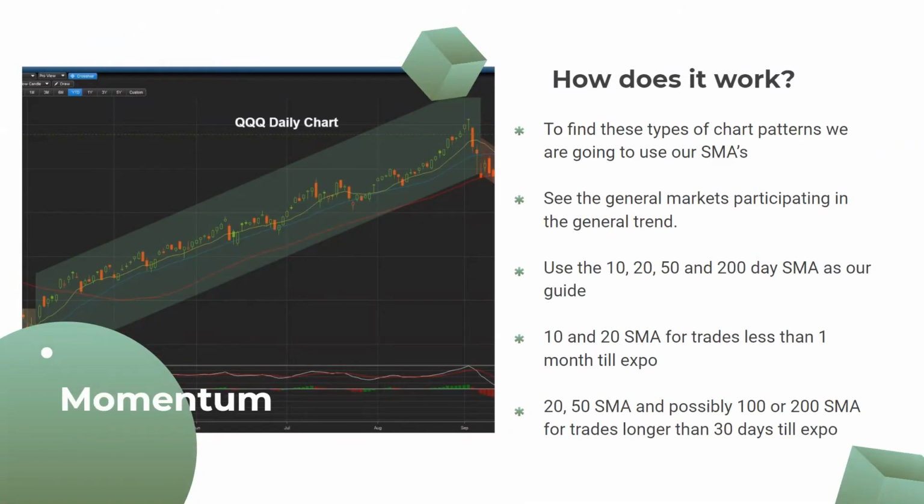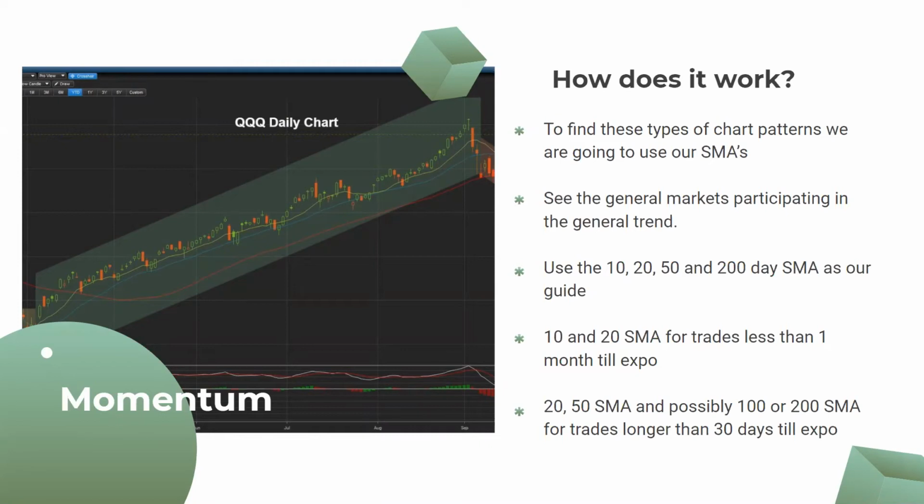The momentum. To find these types of chart patterns, we're going to be using our simple moving averages, and you guys know that. I want to make sure that the general market is participating in the general trend. That's why if I'm looking at Facebook, I want to look at the QQQ. Do the QQQ look strong? If they don't look strong, I don't want to make that Facebook trade. That's what's really important about momentum. Momentum means that everything's going in your favor and looking good. That's really important, team. So as long as the whole general market is participating in that trend higher, what we're looking for next is utilizing those SMAs, those simple moving averages.